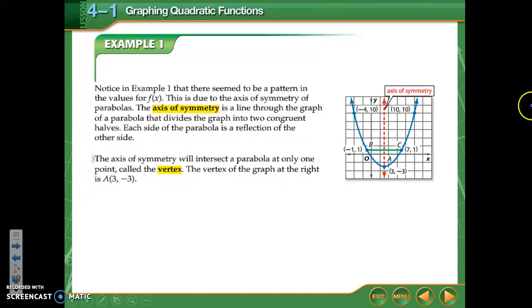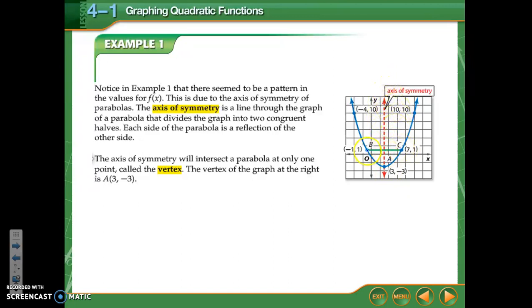And they're symmetrical around a line that we call the axis of symmetry. The axis of symmetry is this line that goes right down the middle of the parabola. We usually put it in as a dotted line because it's not actually part of our graph, but it helps us to make our graph more precise. So the axis of symmetry divides my parabola into two exactly congruent reflections of each other.